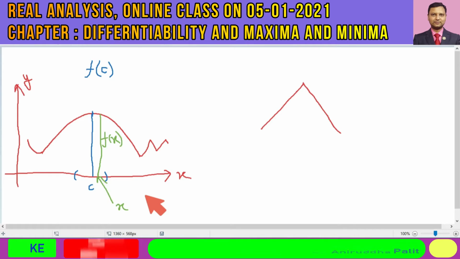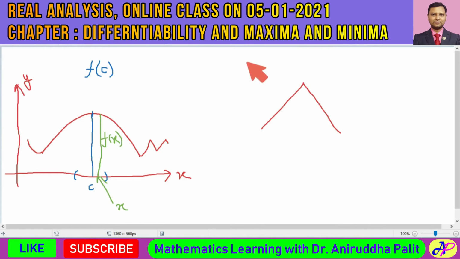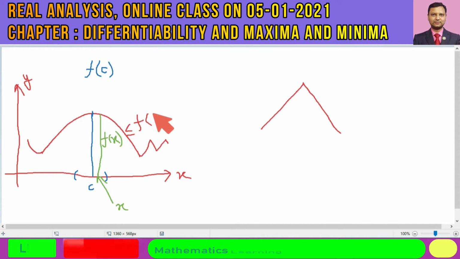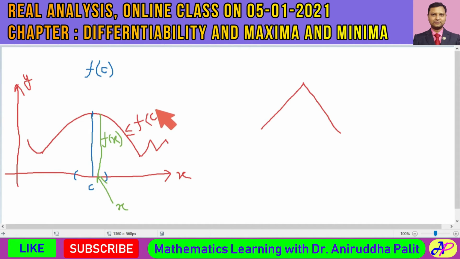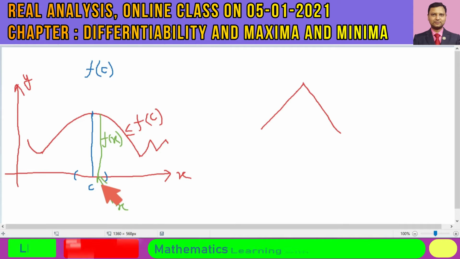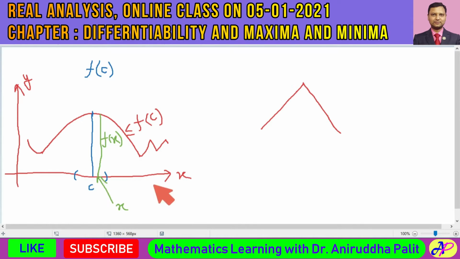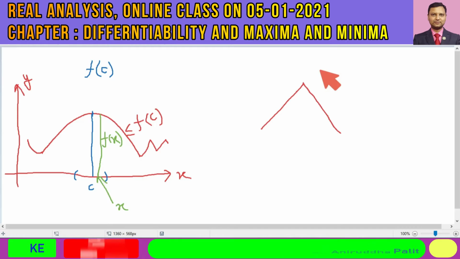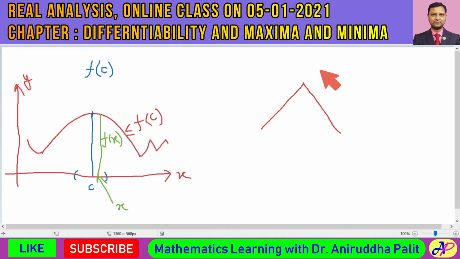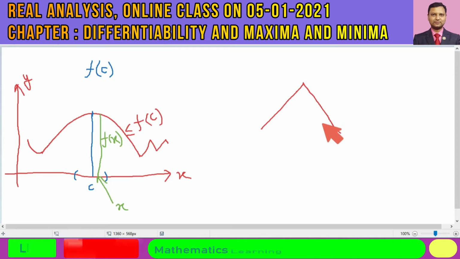I am repeating this definition again. If this f of x is less than or equal to f of c at each and every point x within this neighborhood, then we say that the function f has a maximum value at the point x equal to c.